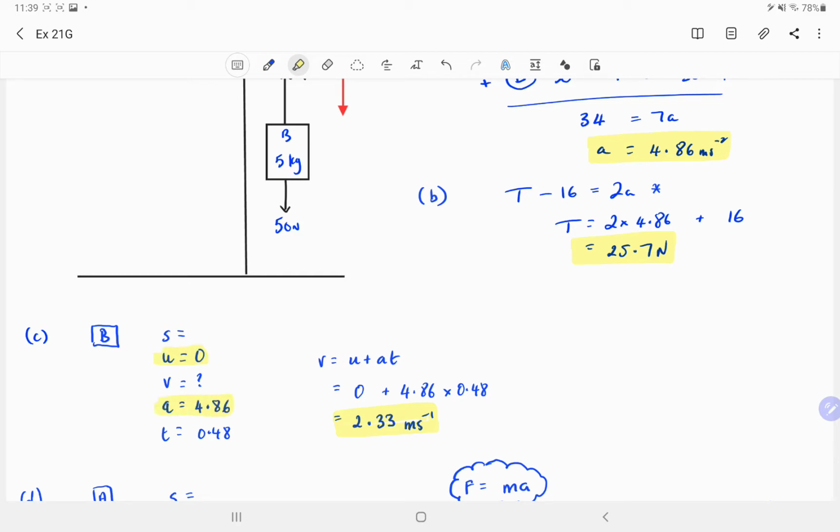It accelerates at 4.86 meters per second squared from part A. The time it takes is 0.48 from the equation. We're looking for V. The equation that connects V, U, A and T is V equals U plus AT. So sub it all in and then you'll get your value of V.